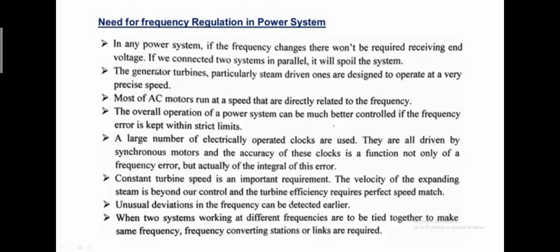The second point is that generator turbines, particularly steam-driven ones, are designed to operate at a very precise speed. Most AC motors run at speeds that are directly related to frequency. In an induction motor, the stator produces a rotating magnetic field, that magnetic field is induced in the rotor, and then the rotor also rotates.